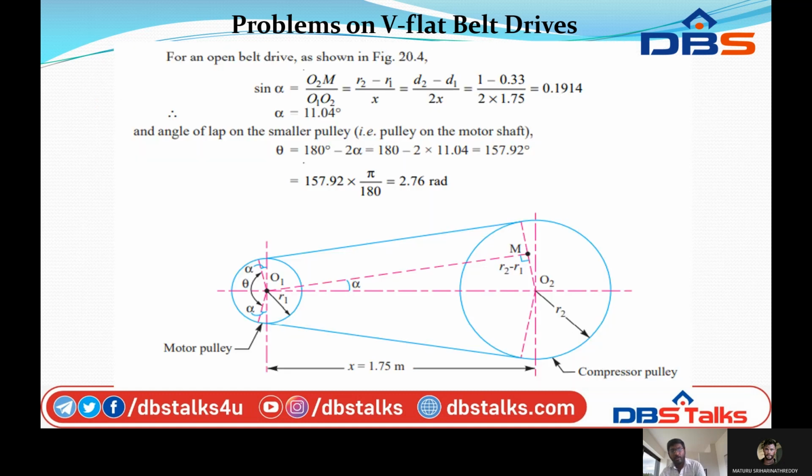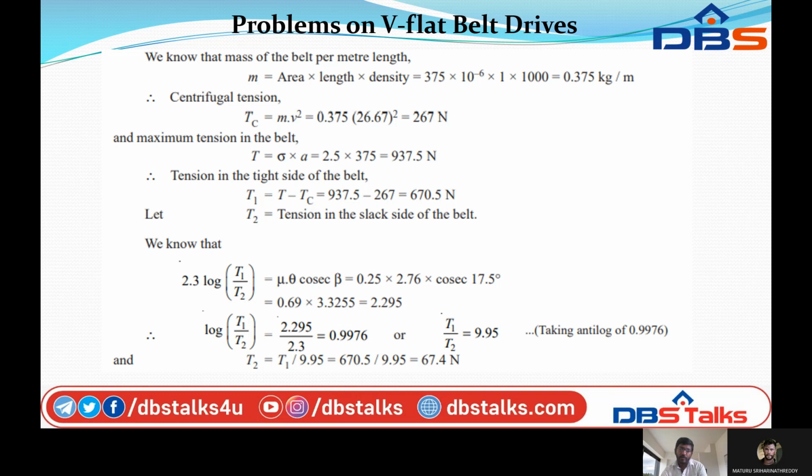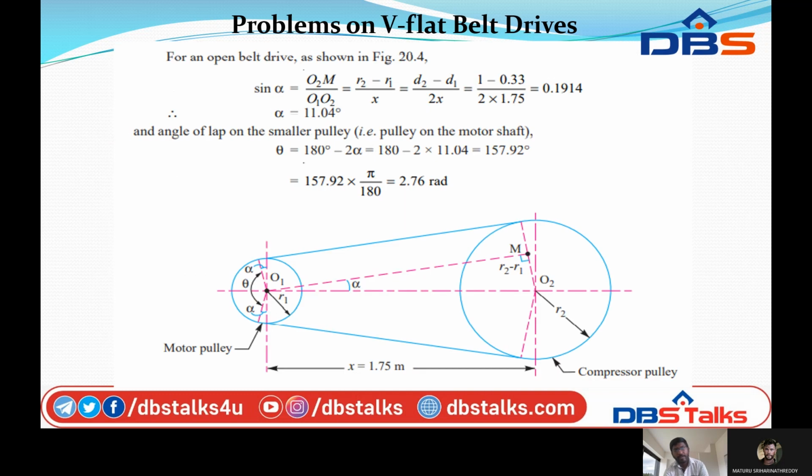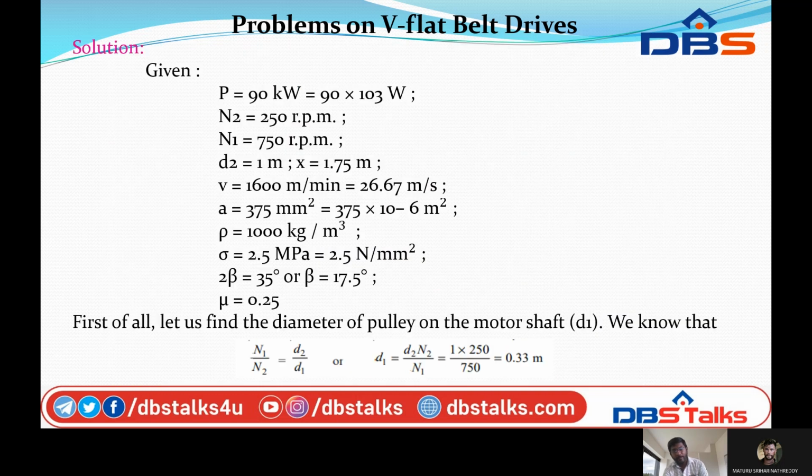So 2.3 into log of T1 by T2, that is equal to mu theta cosecant beta. So substitute the values, that is equal to mu 0.25 into theta 2.76 into cosecant beta. So what is the beta value? 2 beta is already given in the problem. 2 beta is equal to 35 degrees. So calculating the beta, 35 divided by 2, so beta is equal to 17.5.